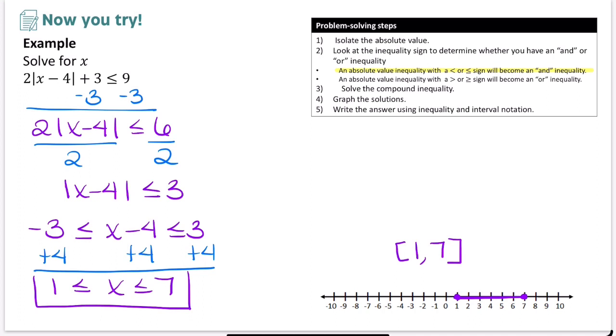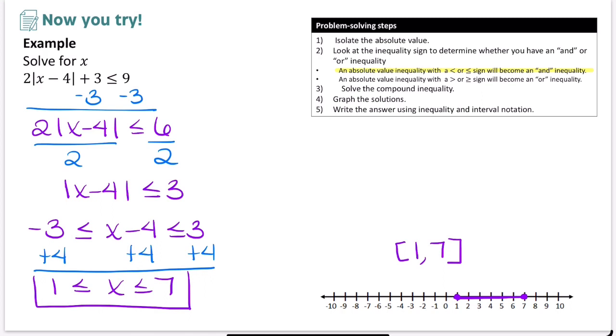Then I'm going to divide everything by 2, which gives me the absolute value of x minus 4 is less than or equal to 3. Since it's less than or equal to, it's going to become an and inequality. So I have negative 3 less than or equal to x minus 4 less than or equal to 3. So if I go through and add 4 everywhere, I get 1 is less than or equal to x less than or equal to 7.